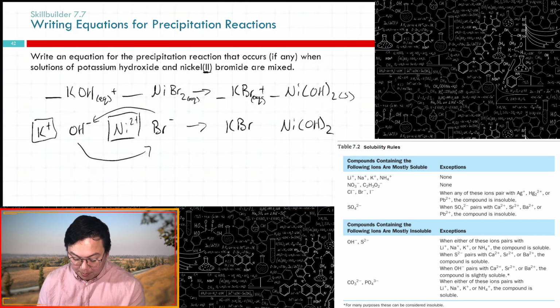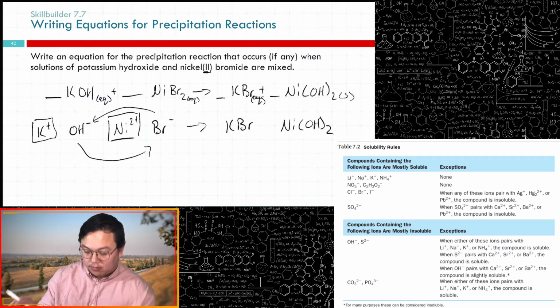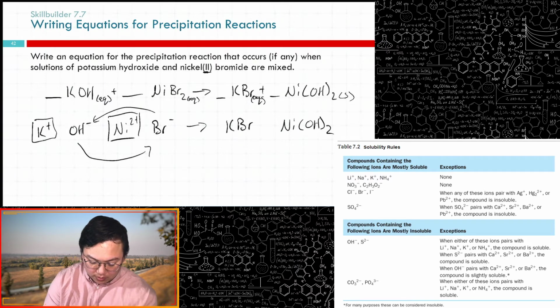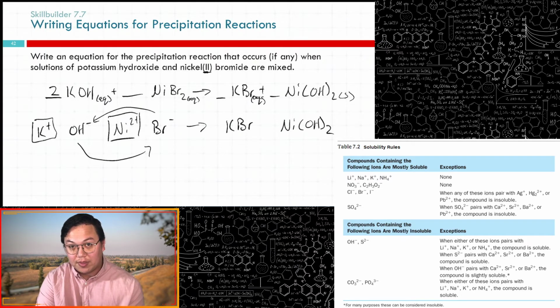And now we can go back and balance. Because we have everything flip-flopping, you can really start anywhere. According to the rules of the book, you start with the metals, I guess. But let's just start with, we can check potassium. We have one potassium on either side. Move to hydroxide. We have one hydroxide on the left. We have two hydroxides on the right. So I'll add a 2 coefficient on the left to make that match.